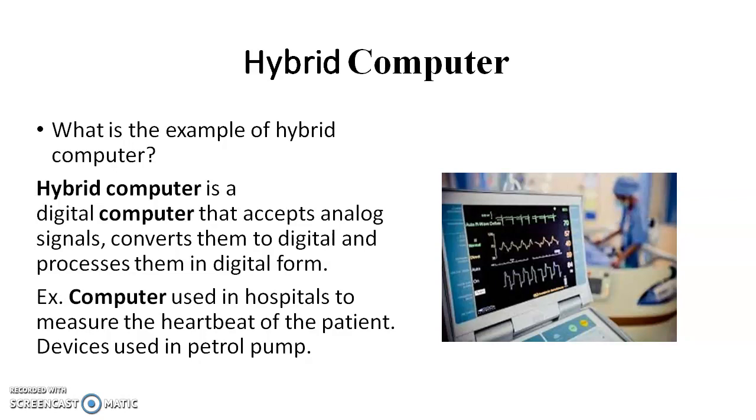Just for a precise example, let us take the hospitals wherein we are measuring the heartbeat of the patient. When we are taking the heartbeat, which is the input, it is in the form of analog signals, and we are converting it into the digital form. Or else take the device which is used in the petrol pump. When the petrol pump person is pouring petrol into the petrol tank, then the entire reading, how much amount of petrol has been poured, will be displayed in the form of digital reading. So it can be the example of hybrid computer.